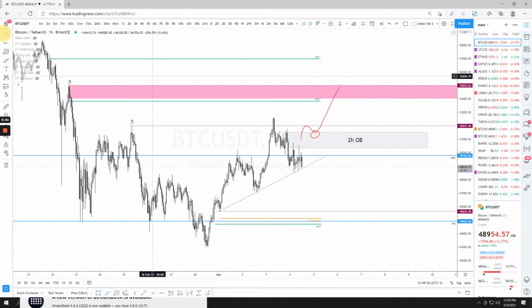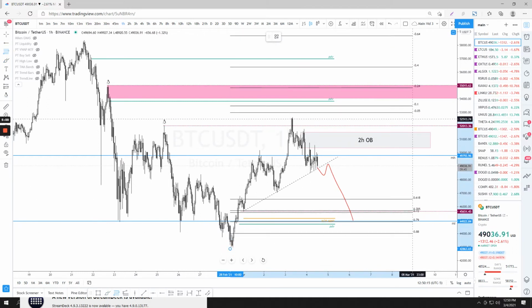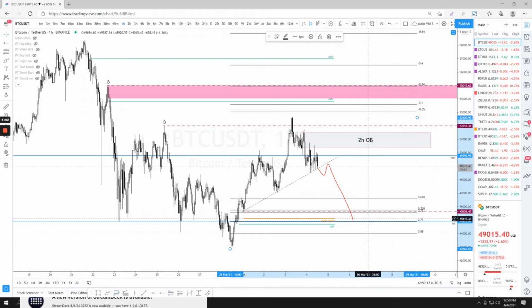Okay, so now if we get above the 2 hour order block, you want to target the pink zone, which is your 4 hour, which also will fill this VWAP. Now, what happens if we die over here, right? We go down, retest, easy, down here. Take your fib level, boom, bada bing, bada boom. 7.9, beautiful.